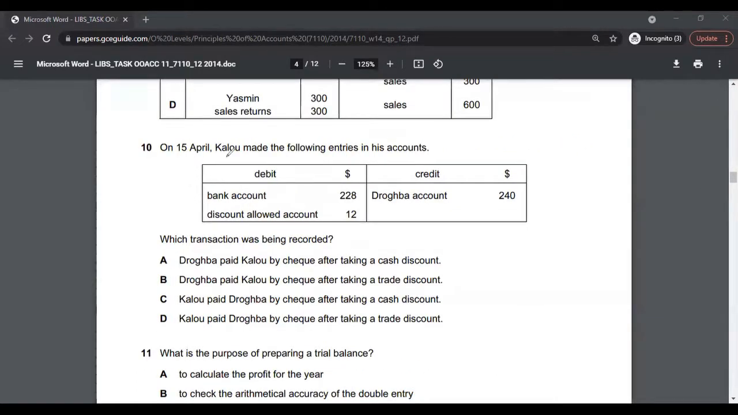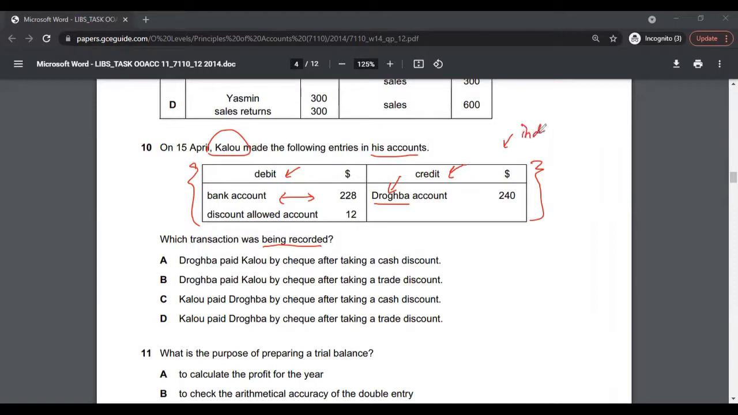Multiple choice 10. On 15th April, Kalu made the following entries in his accounts. Which transaction was being recorded? So let's look at this T account. What is happening? Let's try to understand what's happening. So there is a debit and then there's a credit, of course. There's this guy called Kalu, and then we have this guy called Jorgba. Okay, 2 people, and then Kalu received some money in his bank account. I guess he received some money from Jorgba.